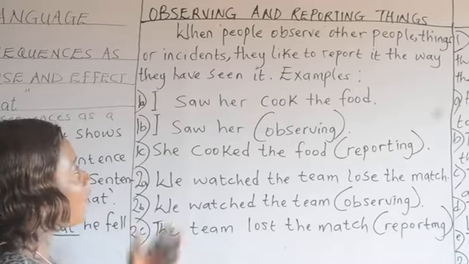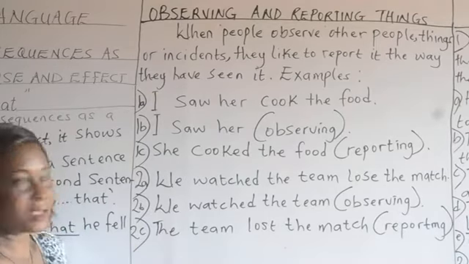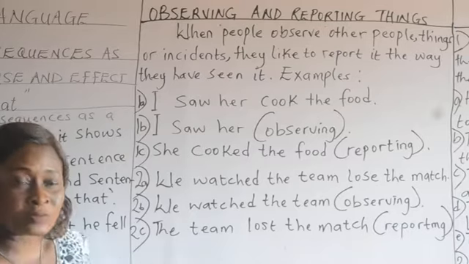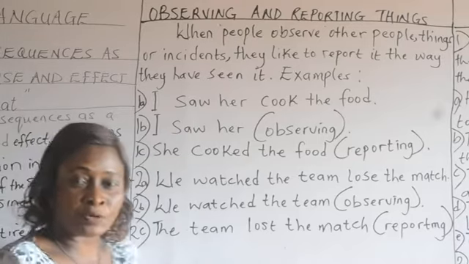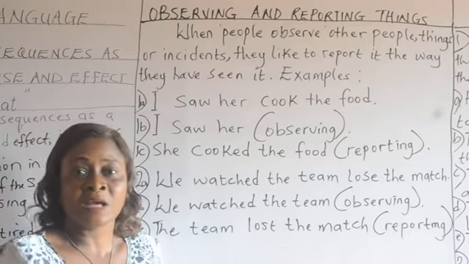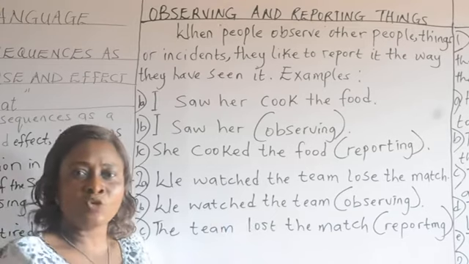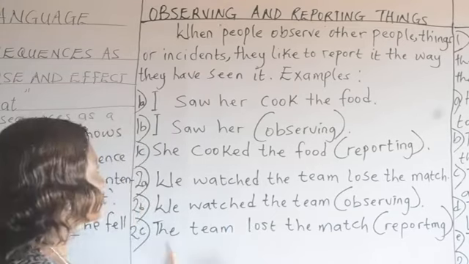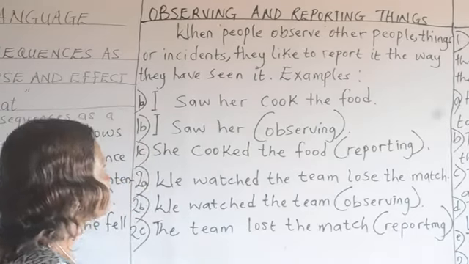Good. When people observe other people, things, or incidents, they like to report it the way they have seen it. You can observe people, you can observe things, you can observe incidents. Incidents means something that happened. So when you observe things, you report it the way you saw it, the way you witnessed it. That's what we are looking at in observing and reporting things.